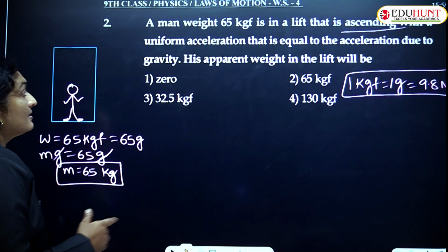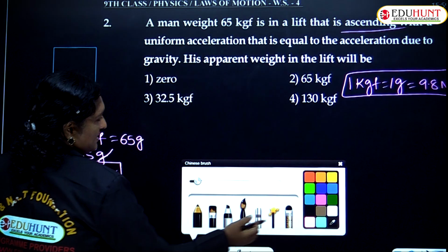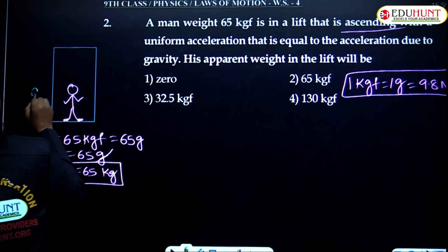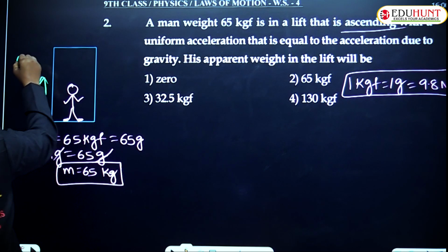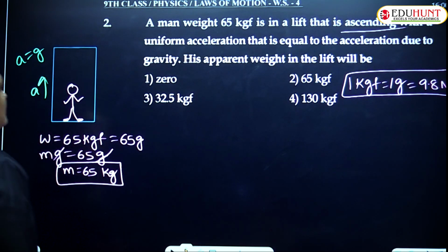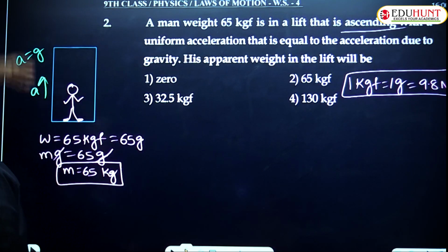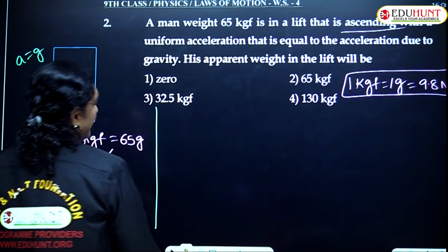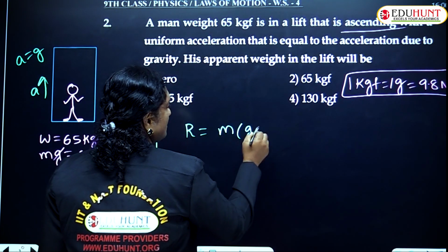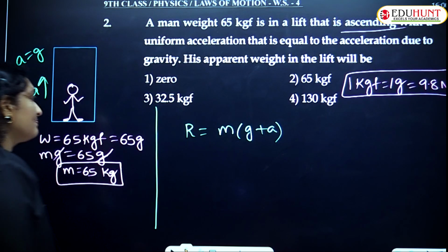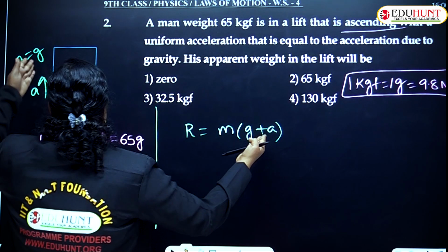Keep it aside. Given that the lift is accelerating upwards, ascending means moving upwards with an acceleration equal to acceleration due to gravity. The value of a is given as g. His apparent weight in the lift will be. Children, whenever the lift is moving upwards, we know that the reaction force is given by R equals m into g plus a. So you remember this formula? m into g plus a. And the value of acceleration a is given as g.